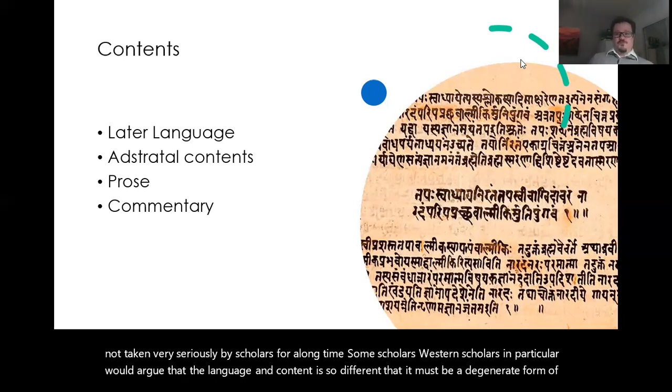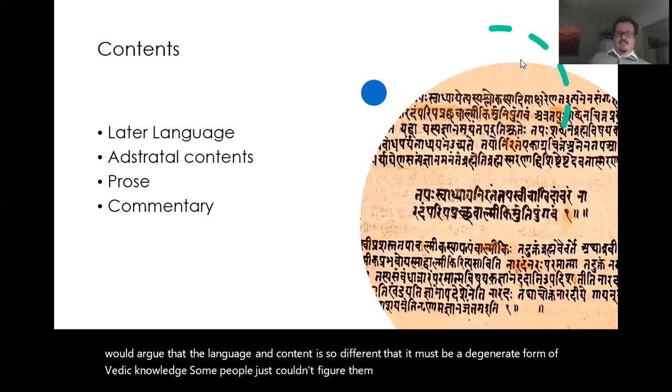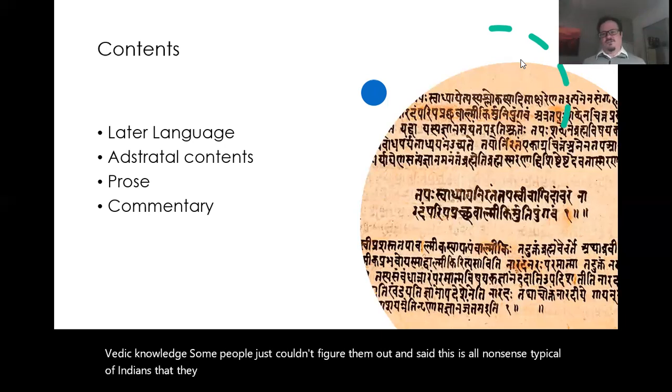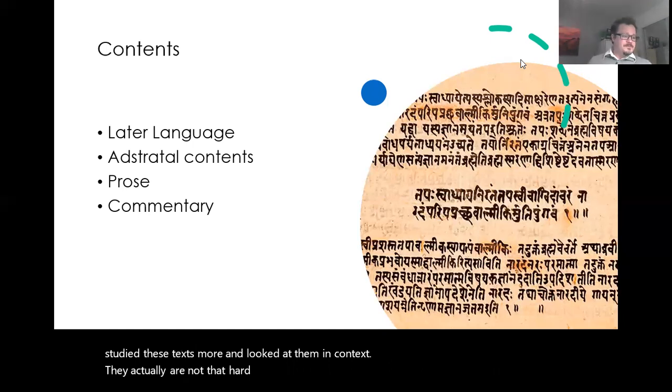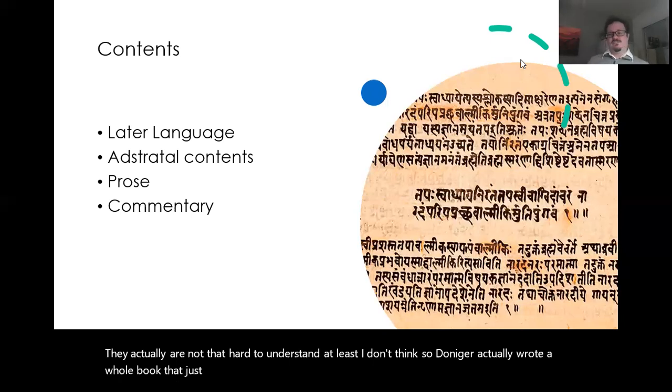Some people just couldn't figure them out and said, this is all nonsense, typical of Indians, that they would write all these nonsensical texts. Well, if they'd studied these texts more and looked at them in context, they actually are not that hard to understand. At least I don't think so. Doniger actually wrote a whole book that just translated narratives in the Brahmanas and called it Tales of Sex and Violence, because there's a lot of sex and a lot of violence in the Brahmanas.